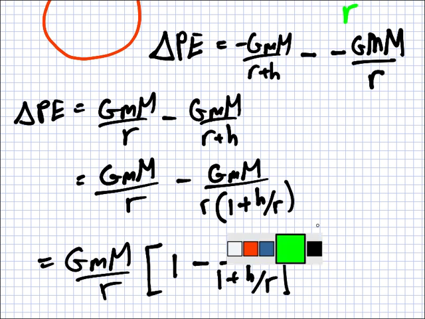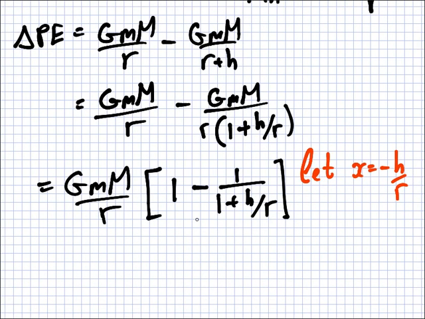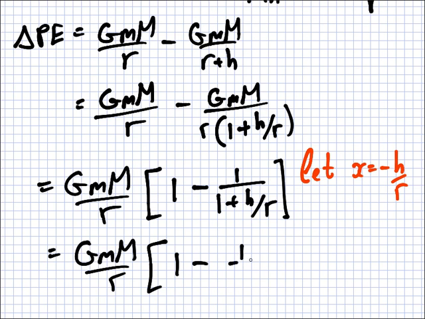Now, there's a little trick here. Let x equal minus h over R. So I can change this into GMm over R, bracket 1 minus 1 over 1 minus x. Like that. Now there's a reason I'm doing that.